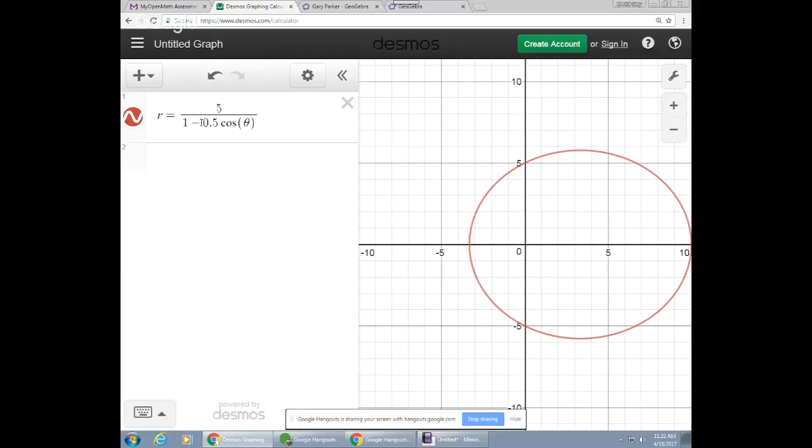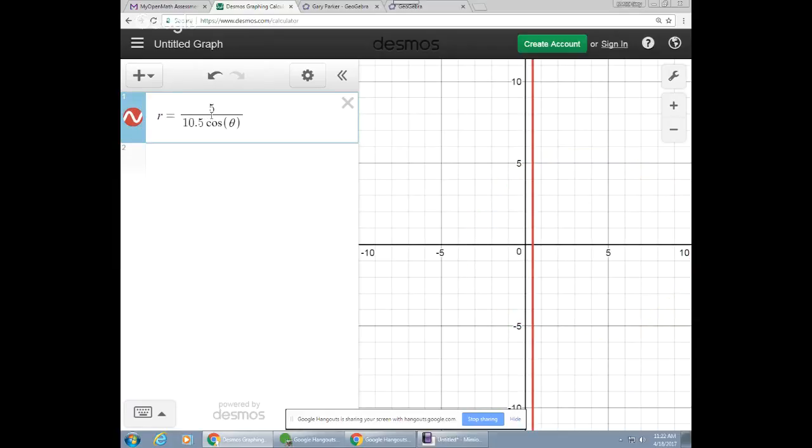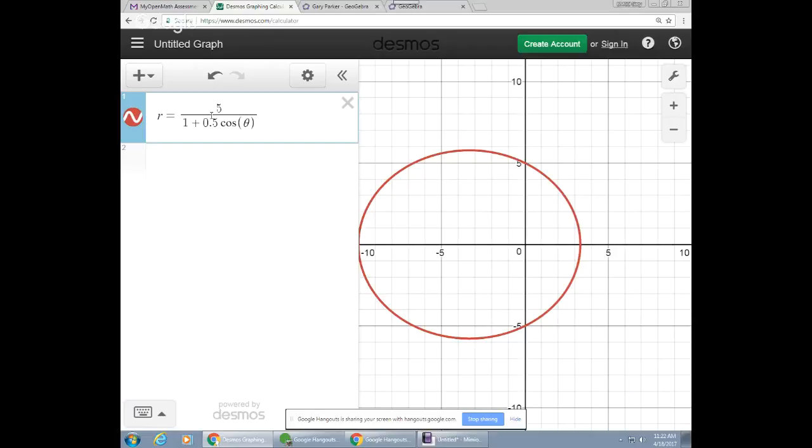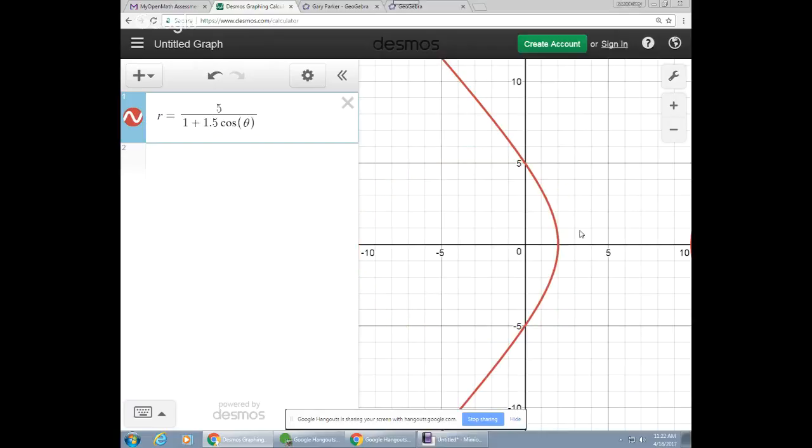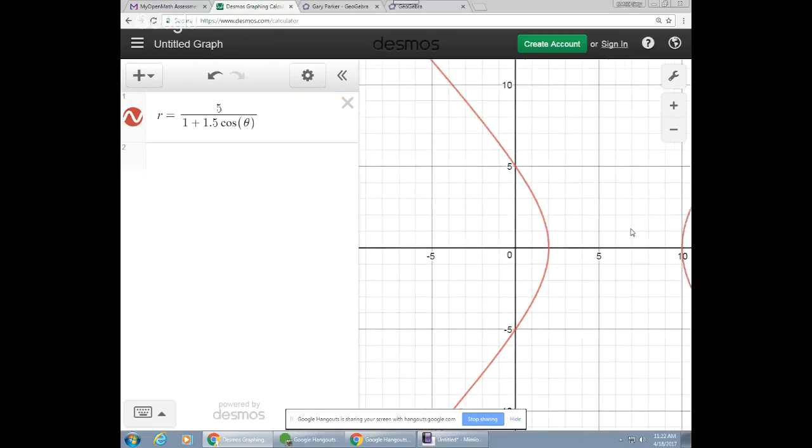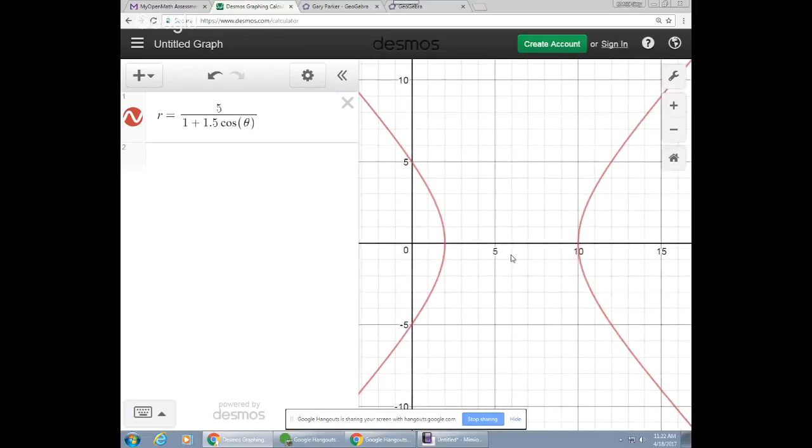If I switch that to a positive, we'll see the ellipse shift over to the left, putting the focus here, and the directrix is going to be over on this side. Because I have a fraction between 0 and 1, it's going to give me an ellipse as opposed to a hyperbola. If I made that a 1.5 instead, then it's going to jump into hyperbolic space, and we get a hyperbola with asymptotes running through.